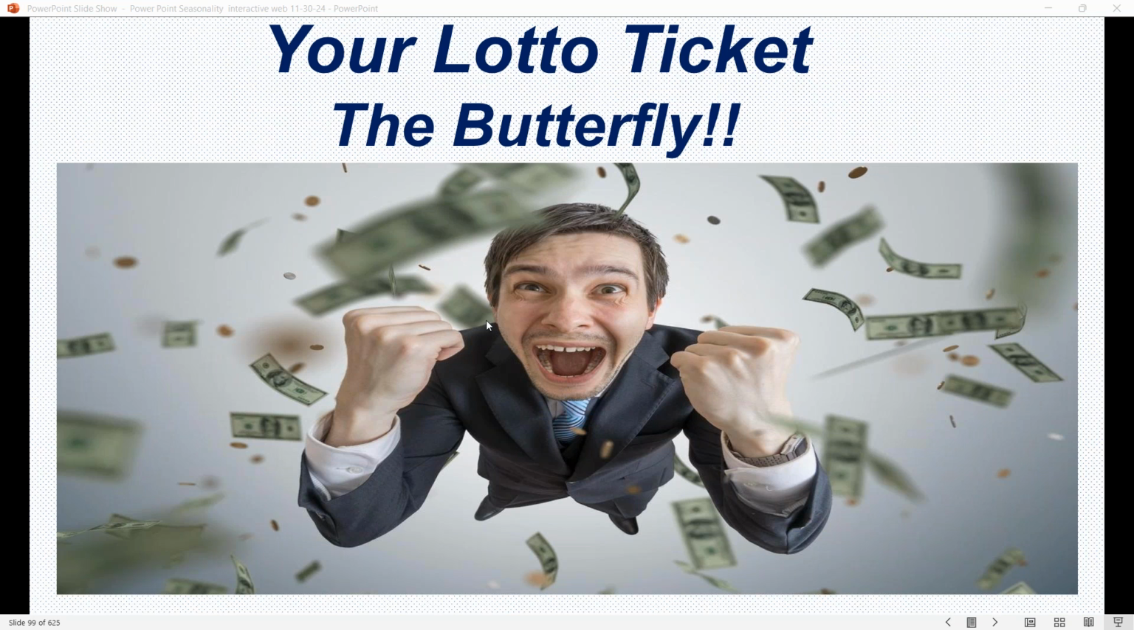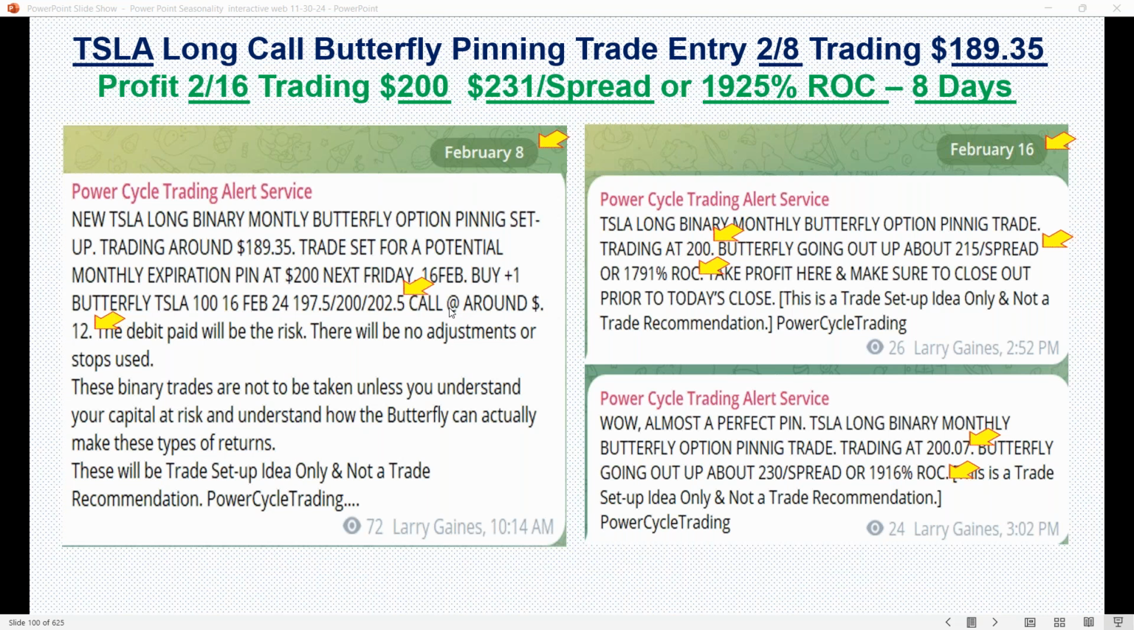Here's just one more area that we will do. These are very selective, but this was an amazing trade that we did. This one was a penny trade that we did on monthly options on Tesla. So this was on the 8th of February, we set it up. Tesla was trading at 189.35. And then we got out on the 16th. It was trading at our target of 200. So this was pretty much max profit, 231 per spread. This was over a 1900% return over 8 days.